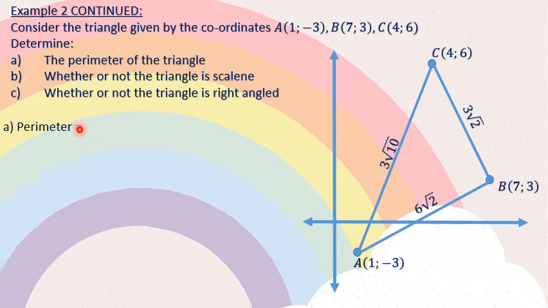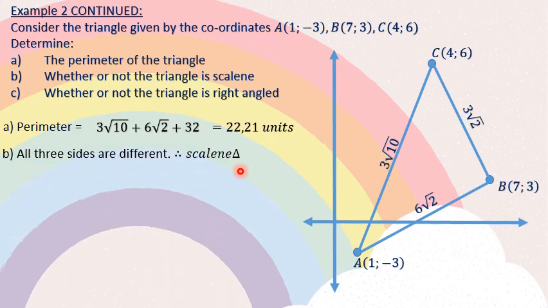For perimeter, we're just going to add the 3 distances together. So we have 3 root 10 plus 6 root 2 plus 3 root 2, which gives us 22.21 units. So that's the perimeter rounded off to 2 decimal places.